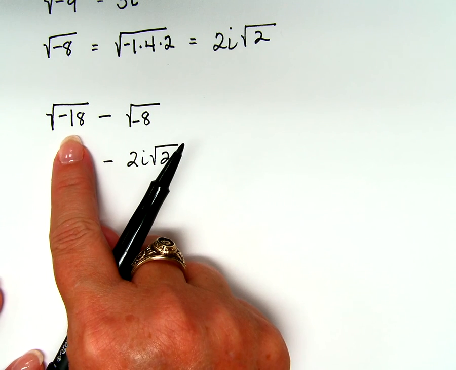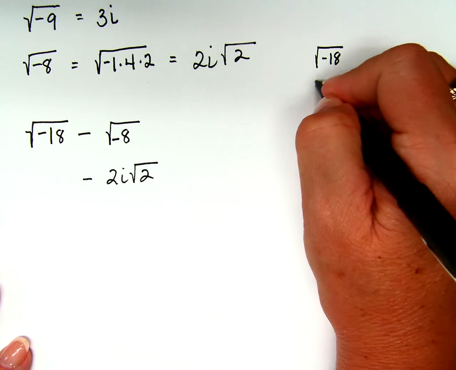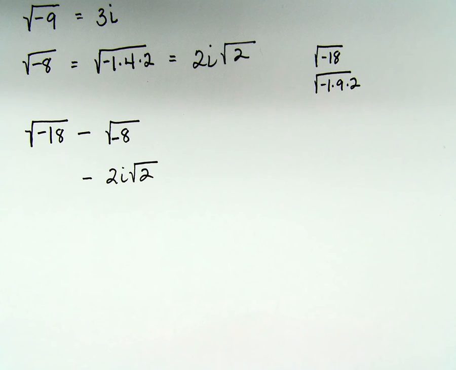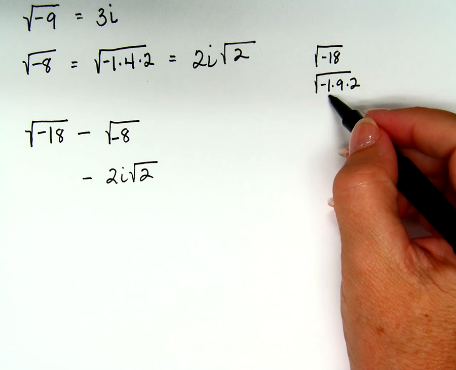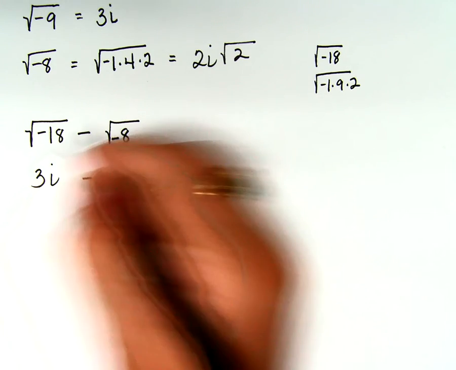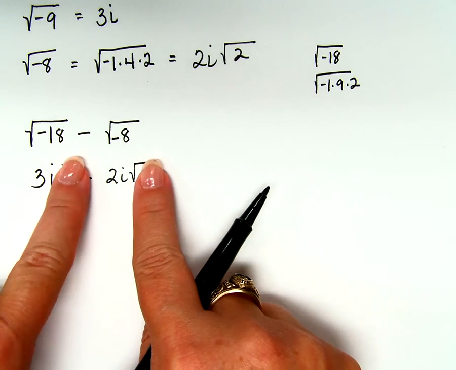Can we do the same sort of thing with the square root of negative 18? The square root of negative 18 is the square root of negative 1 times 9 times 2. Why did I choose 9 and 2 instead of like 6 and 3? You know the square root of 9, don't you? Yeah, that's exactly right. You choose a number that you know the square root of. So what's the square root of negative 1? i. What's the square root of 9? 3. What's the square root of 2? I don't know either. Now I can do this, though, because they both have the square root of 2, right?